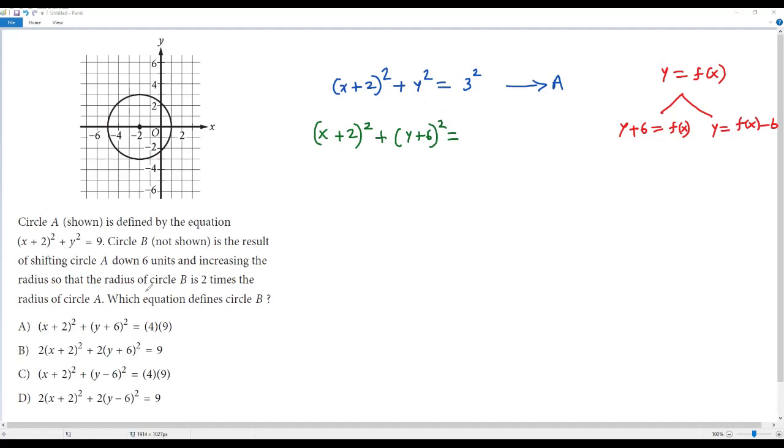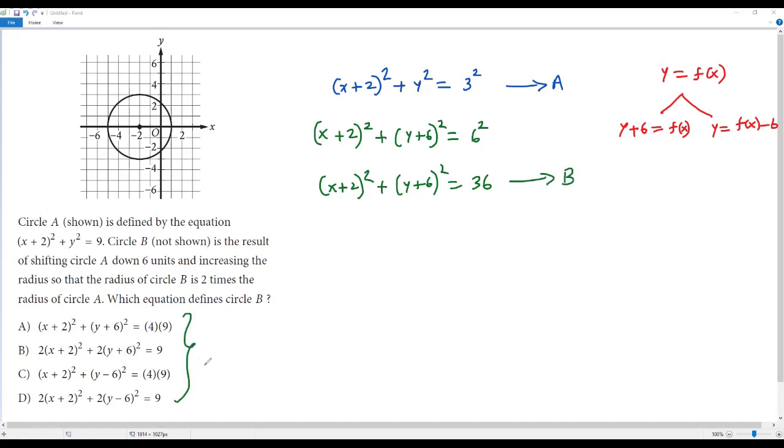And now we have to do the second transformation, that is the radius has to be increased so that the radius of circle B is 2 times the radius of circle A. Already we know that the radius of circle A is 3. 2 times this 3 is 6. So then 6 has to be squared. So 6 is the radius of circle B. According to the equation of a circle in standard form, on the right side the radius has to be squared. Okay, x squared plus (y plus 6) the whole squared equals 6 squared, and the value of 6 squared is 36. Okay, here I got the equation of circle B.